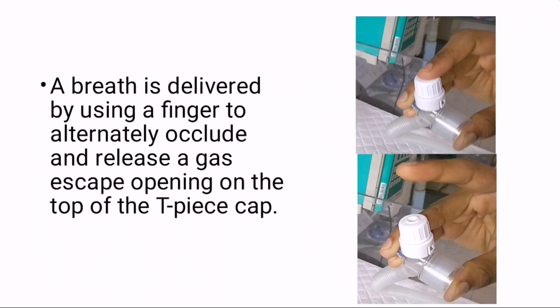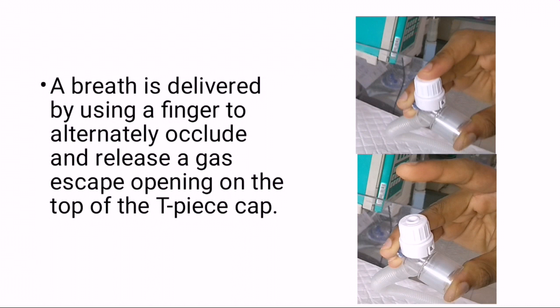So this is the T-piece. In this T-piece we can see on the left side there is a tube, through which the gas is coming. On the top we can see there is a gas escape opening. And on the right side there is an opening which is the outlet through which gas goes to the patient or the baby. On this right side opening we attach the mask, and that mask we put on the baby's mouth and nose.